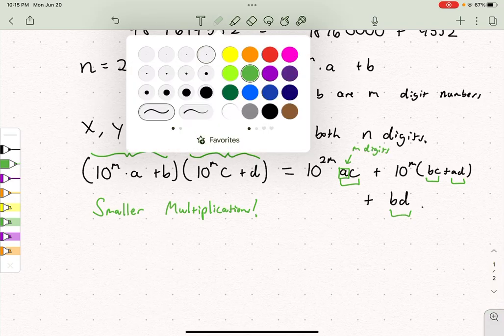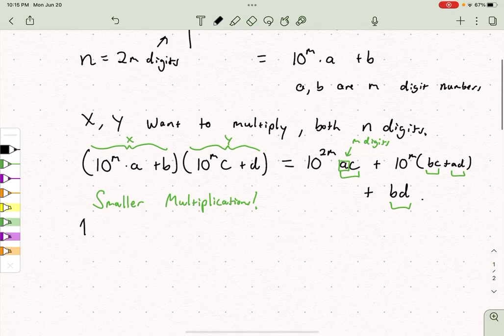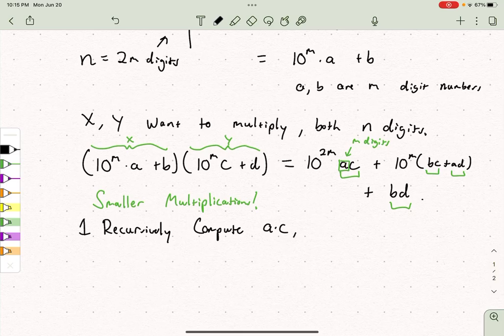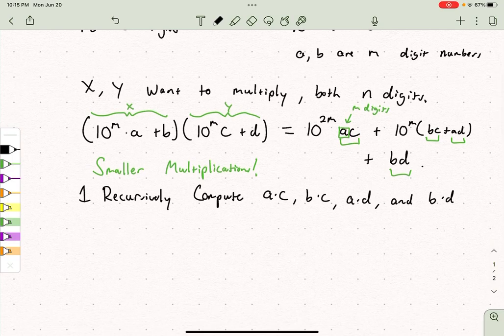So the idea would be that we can recursively, specifically, compute a times c, b times c, a times d, and b times d. We can also add any numbers we need to. And this is more efficient. This takes only O of n time instead of O of n squared.